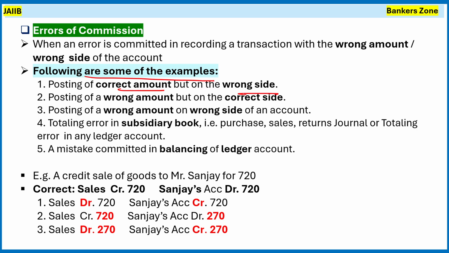Okay, now see, following are some examples. Wrong amount, correct side. Wrong amount, wrong side. Both are examples of the error of commission. And both wrong is also an example of the error of commission.